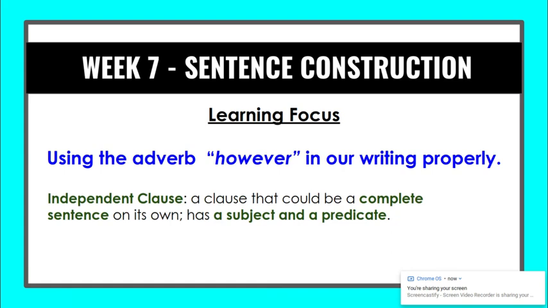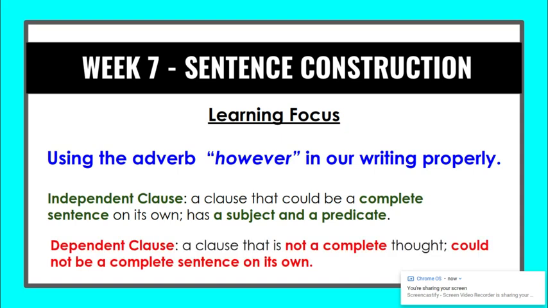An independent clause is a clause that could be a complete sentence on its own. It's a complete thought. It has a subject and a predicate. A dependent clause is not a complete thought. It could not be a complete sentence on its own. So we can't put a period or an exclamation point or a question mark with just a dependent clause.